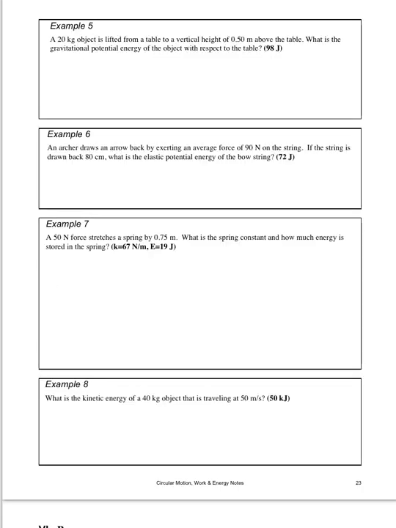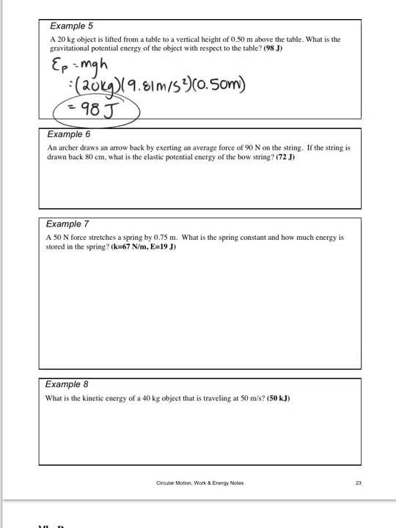All right, a 20 kilogram object is lifted from a table to a vertical height of 0.5 meters above the table. What is the gravitational potential energy of the object with respect to the table? So we're looking for EP, which is mgh. We have a mass, we have gravity, and the distance lifted. Multiplying all of those together, we get 98 joules.